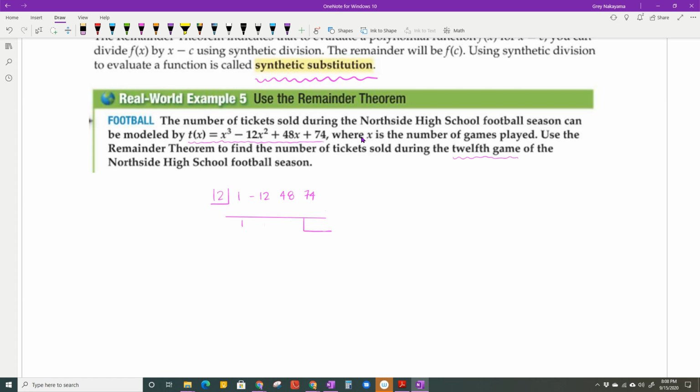The first thing I do is bring down my 1. 1 times 12 is 12. Negative 12 plus 12 is 0. 12 times 0 is 0. 48 plus 0 is 48. 12 times 48 is 576. Add those two together and you get 650. So X is the number of games played, and we wanted the number of tickets sold during the 12th game. The answer is going to be 650 tickets.